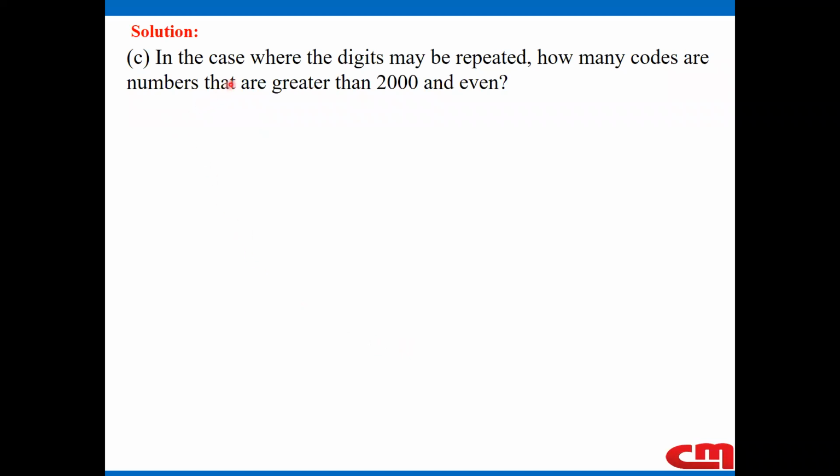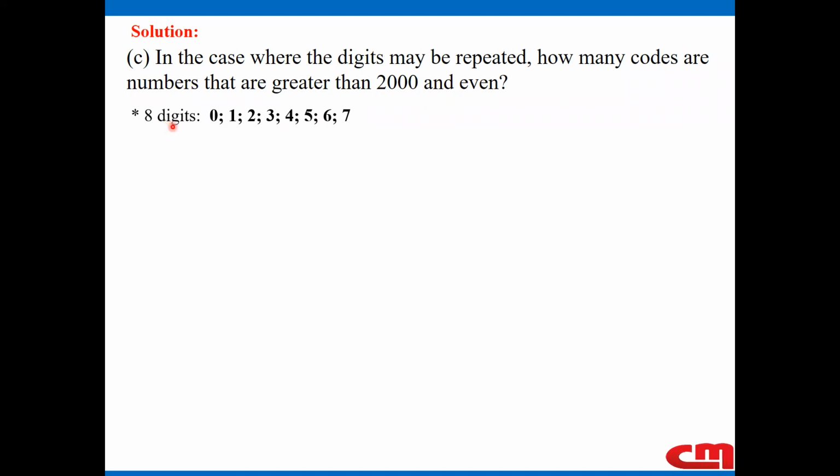Let us look at C. In the case where the digits may be repeated, how many codes are numbers that are greater than 2000 and even? Here, when you interpret the meaning, you should be very careful. We are saying numbers that are strictly greater than 2000, there is no equality here. And those codes should be even. So we start to check on the conditions. How are we going to satisfy them?